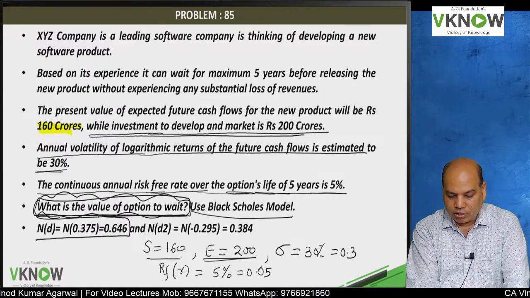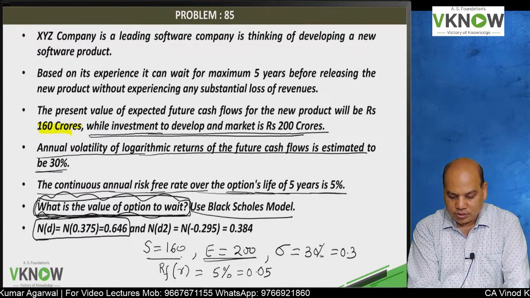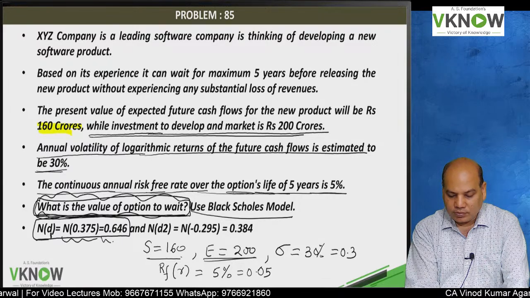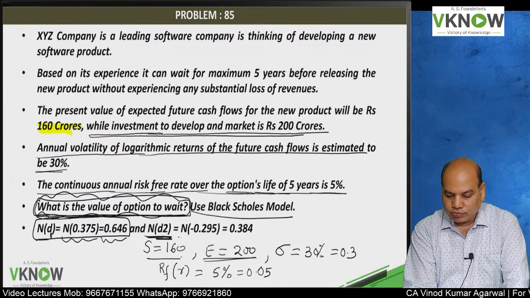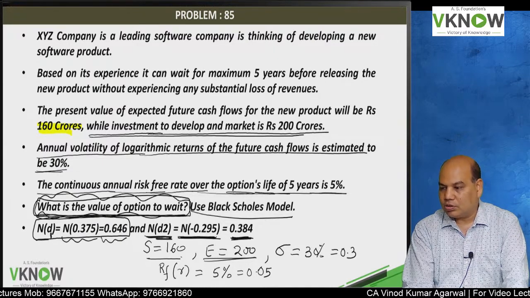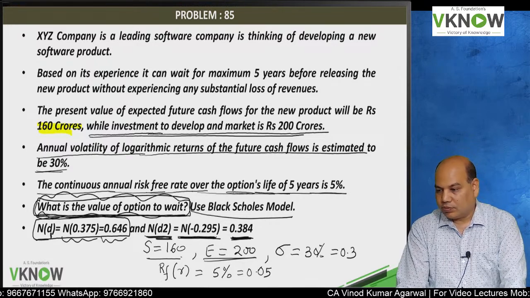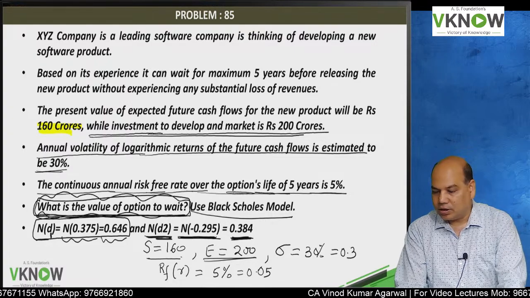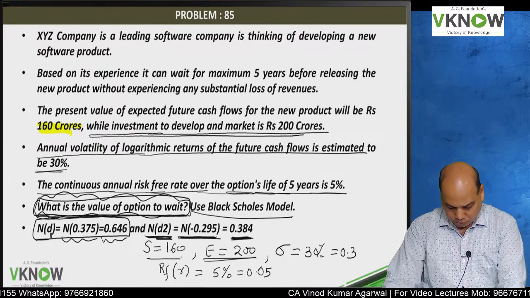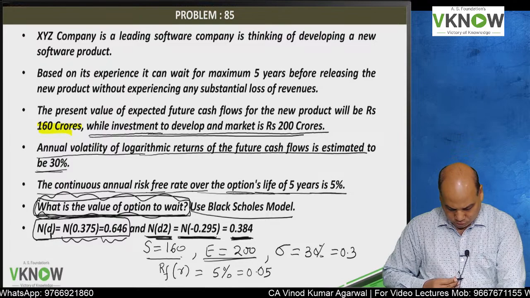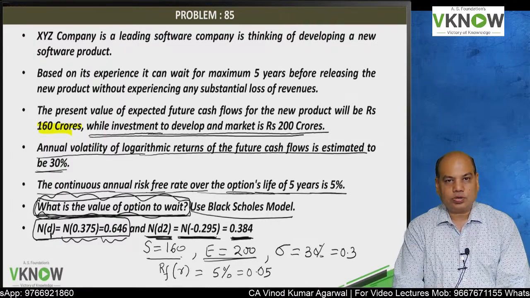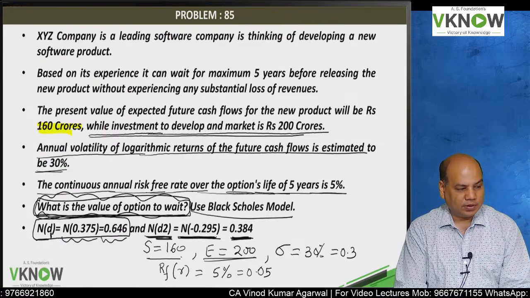They have given you the value of N(d1). If d1 is 0.375, N(d1) is 0.646, and if d2 is minus 0.295, N(d2) is 0.384. One good thing they have done: they have given you the values of N(d1) and N(d2). With the help of this, you can easily solve this Black-Scholes model question in capital budgeting.